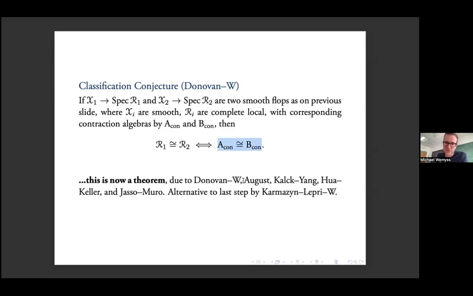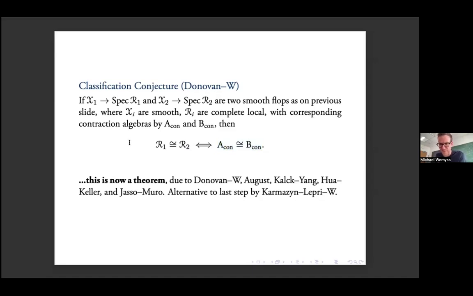And then the converse went through a sequence of reduction steps, first through Jenny August's thesis, then through some observations of Carl Yang, then Hua Keller. And then finally, the very last step was produced by Yasso and Muro. And there's a turn to this last step, which I'm going to talk about in the next few slides, due to myself, Joe Karmazyn, and Emma Lepri.